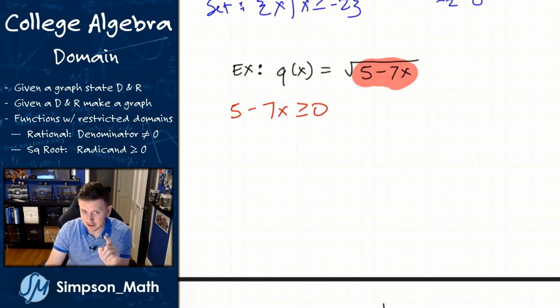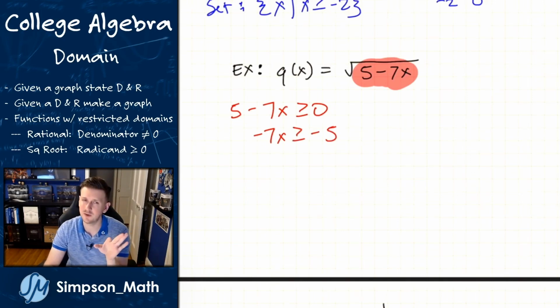It would be easier just to add the 7x to the other side, but me being the math teacher that I am, I'm going to review a crucial part about inequalities. I'm going to subtract the 5, so I have negative 7x is less than or equal to negative 5. Again, it would be easier just to have added the 7x. And now I need to divide both sides by a negative 7.